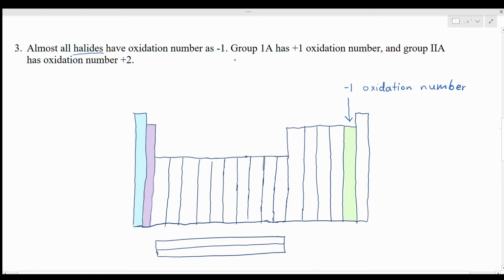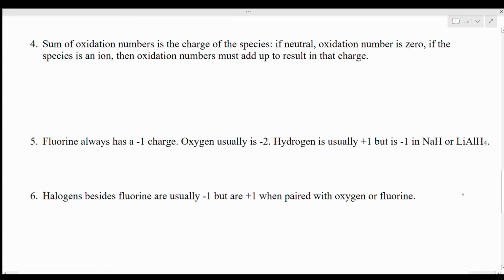Moving on, group 1A has +1 oxidation number, so we know that this is going to be group 1, and we'll have a +1 oxidation number there. And then for group 2, right here in purple, this one will have the oxidation number of +2. So the elements in group 2 will have a +2 for the oxidation number. Rule number 4. Sum of oxidation numbers is the charge of the species. If neutral, oxidation number is 0.